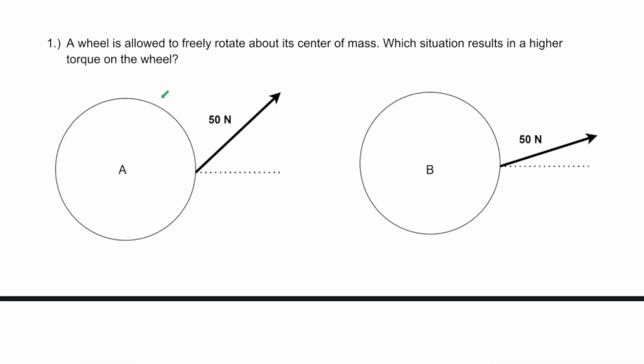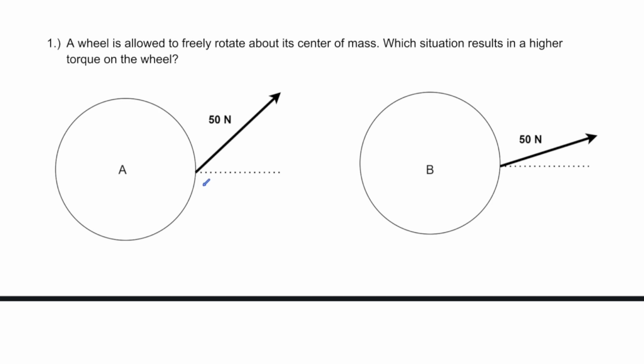A wheel is allowed to freely rotate about its center of mass. Which situation results in a higher torque on the wheel? So again, the forces are the same and the distance is the same. So it must be something about these forces that is causing a difference in torque output. And well, there is. And given that this is about perpendicular forces, that's 100% what it is.